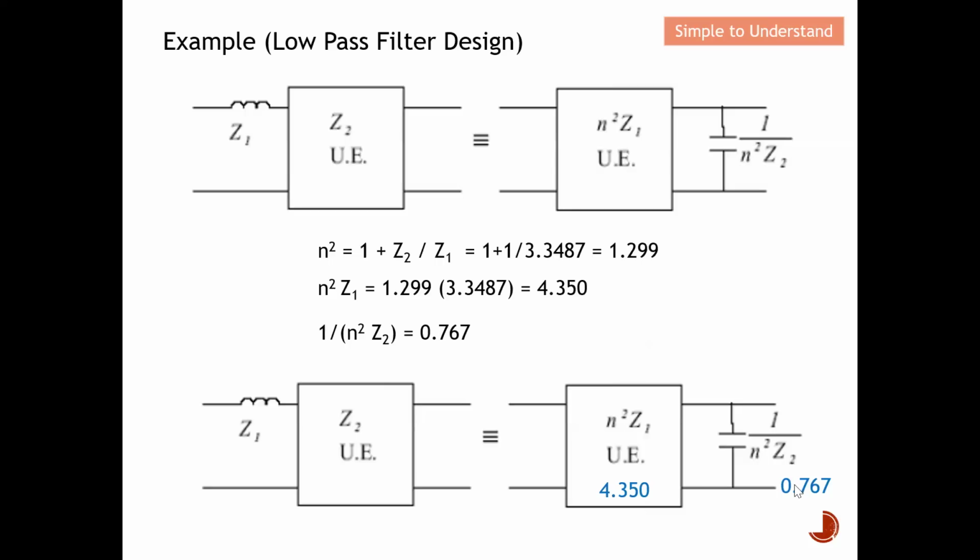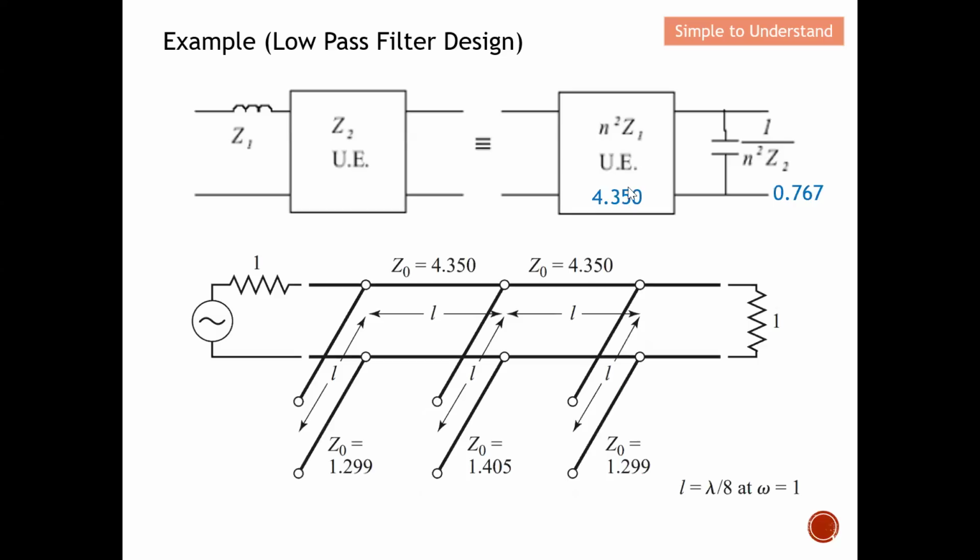With this, I can start to redesign the transmission line. This will be 4.35. This is the portion that I told you I'm going to modify. If you still remember, this is the capacitor side, which I'm not going to modify. This is the inductor side, which I need to replace with a shunt stub.